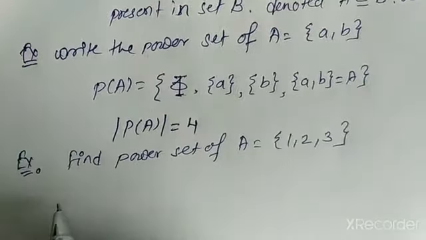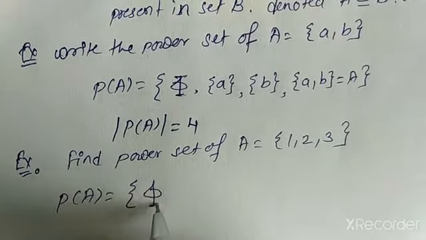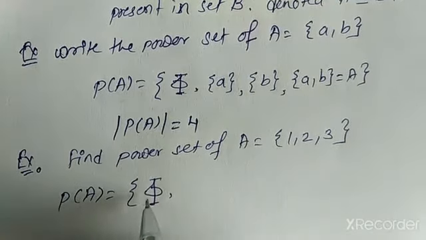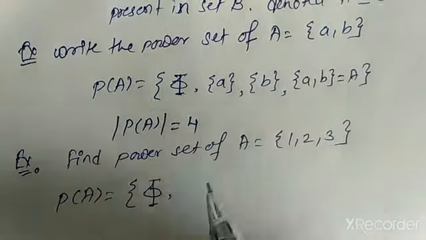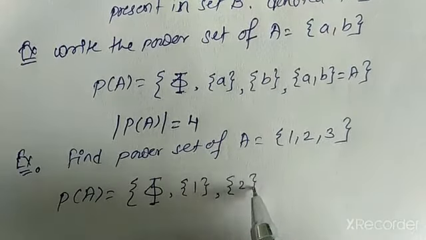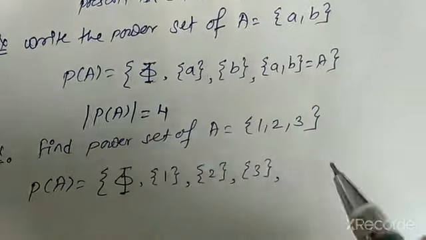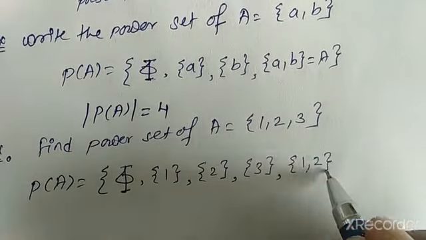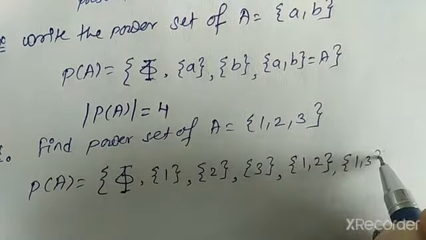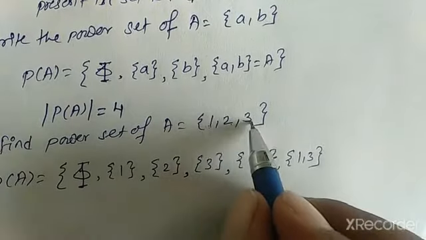Now here P of A is equal to, again we start from the empty set. The first element of a power set is the empty set. Next we have to consider the single elements 1, 2, 3. Next, pairs of elements: the first pair is 1, 2, next is 1, 3, and that covers all the possibilities with 1.